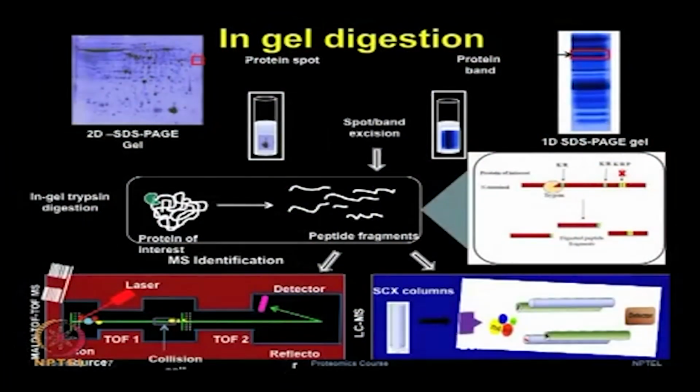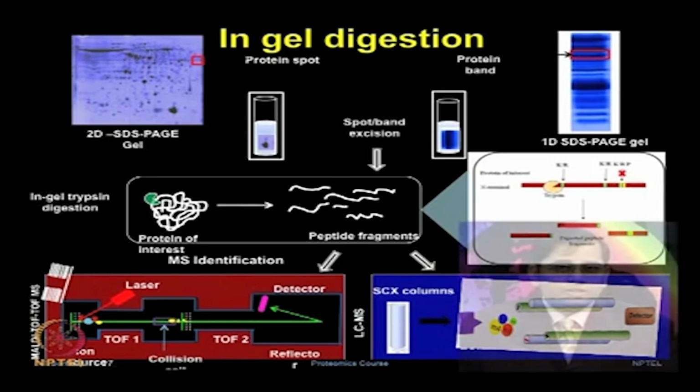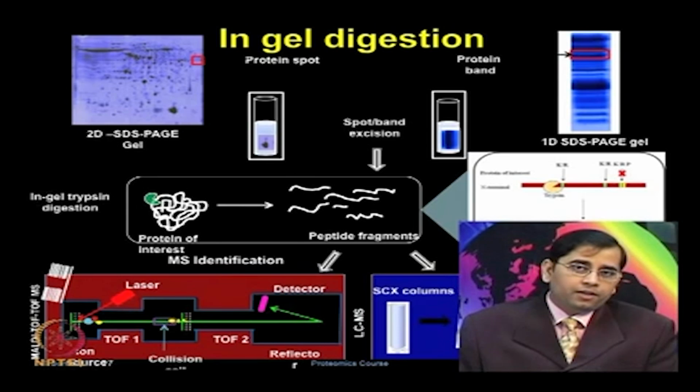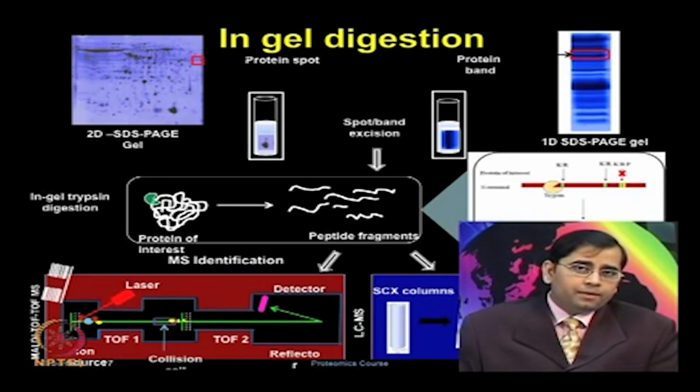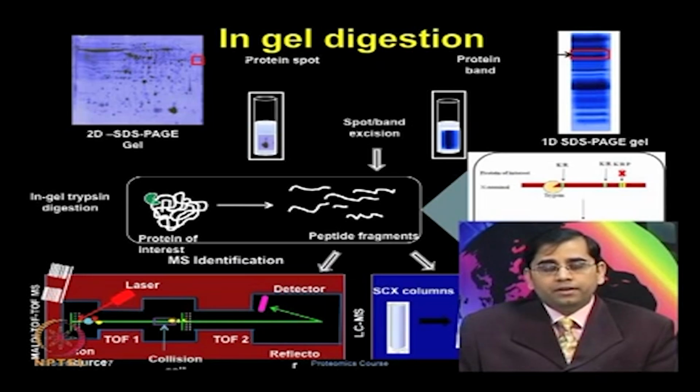This slide gives you an overview of the in-gel digestion process. We will talk in more detail about each of these steps as we go along in the next lectures, talking more specifically about specific types of mass spectrometry techniques. But today I am giving you an overview of the various concepts and steps involved in performing mass spectrometry experiments.